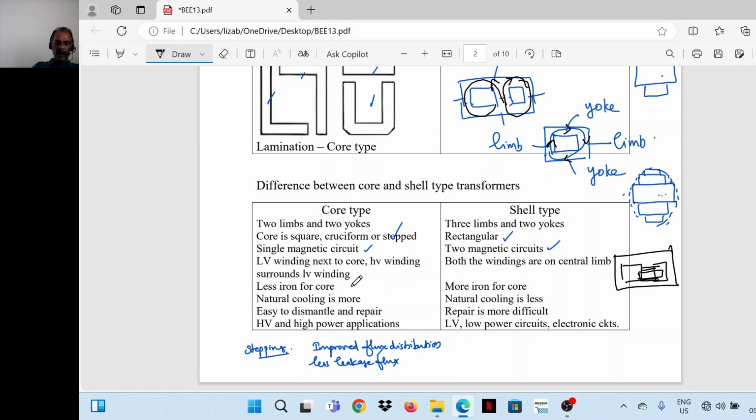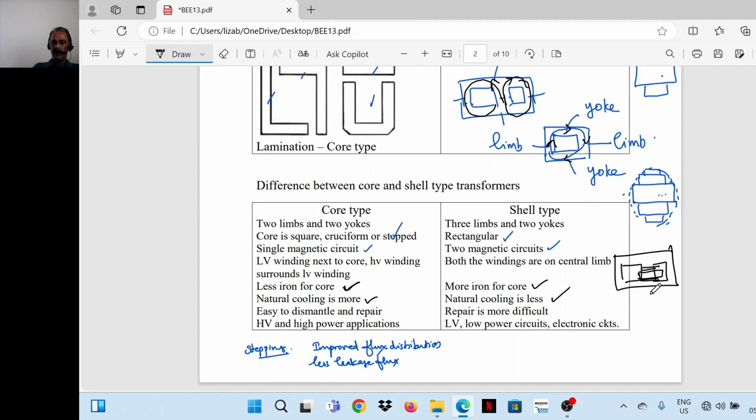Then in core type transformer, less iron is used for the core. That means it has only two limbs and two yokes, whereas shell type transformer has three limbs and two yokes. The size is also a little bigger. So in core type transformer less iron is used, whereas in shell type, more material is used for the core. Next comparison is natural cooling: it is more for core type transformer, and less for shell type.